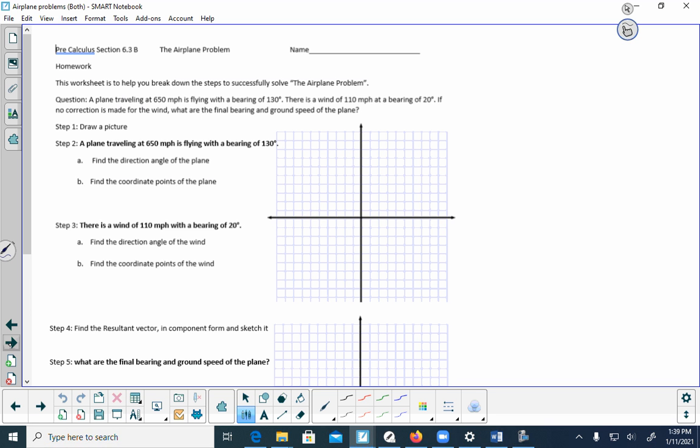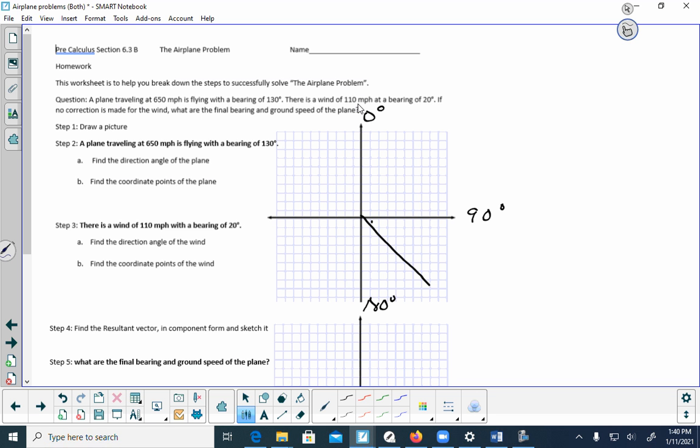So the first thing it does is it tells me to draw a picture. So a plane has a bearing of 130 degrees. Remember bearings, this is 0 degrees, this is 90 degrees, this is 180 degrees. Since it has a bearing of 130 degrees, I know it's going to be somewhere in this quadrant here, what normally is my fourth quadrant. So 130 degrees, I'm going to draw an angle like this, and this is going to be my plane.